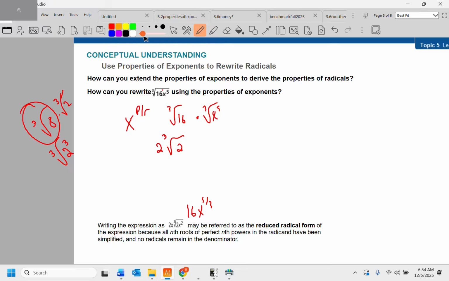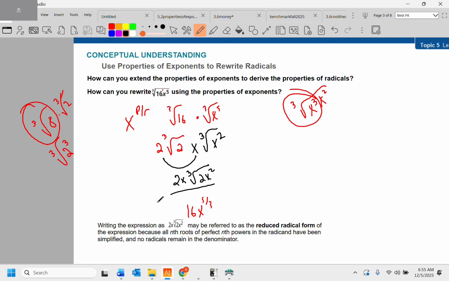Now, when I think about x to the fifth, what I see is x cubed times x squared. And the reason I'm interested in the cube is because the cubic root of x cubed has to be x. And I still have inside a cubic root of x squared. I'm going to go ahead and multiply these pieces together. That's 2x. And what's left inside their respective radicals is a 2x squared. This is a hard skill for some kids.